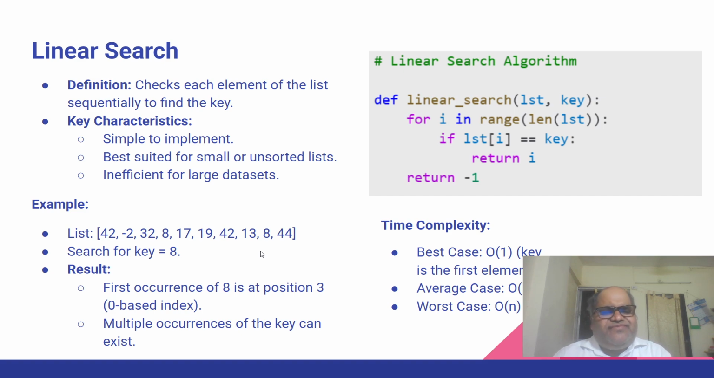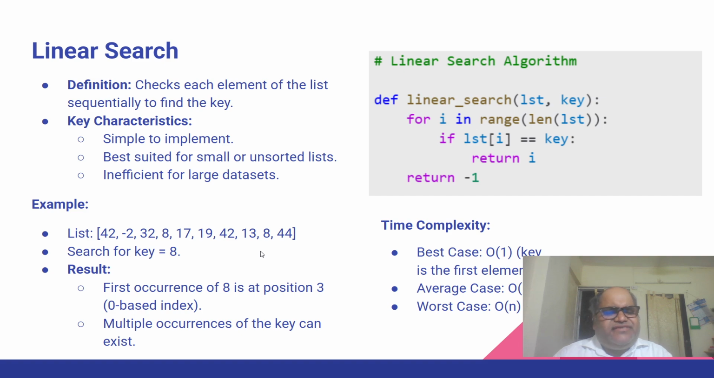So this is best suited for a small or unsorted list. Remember, there is an advantage in doing linear search if you have to do very infrequent searches and your data set is unsorted, but this is going to be very inefficient for big data.